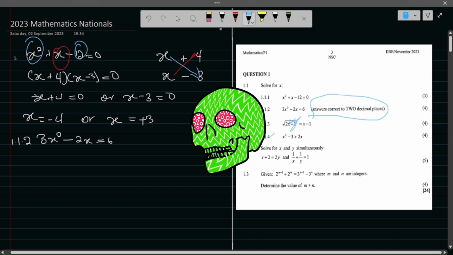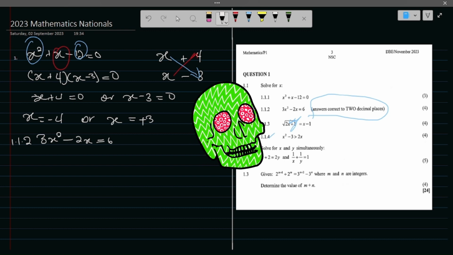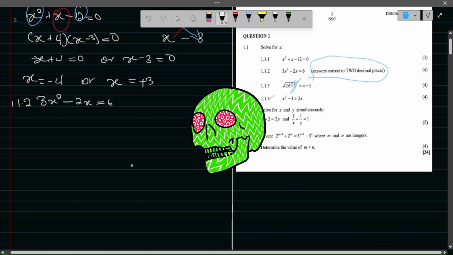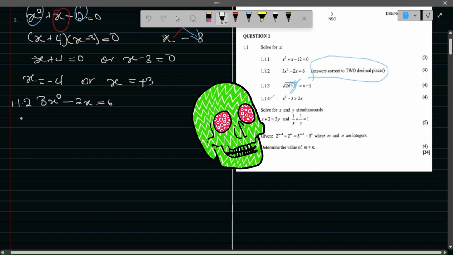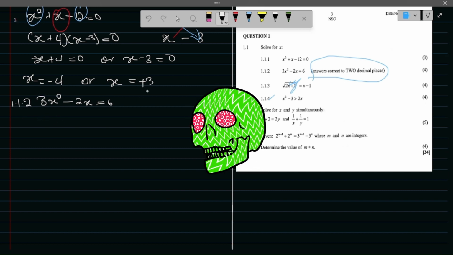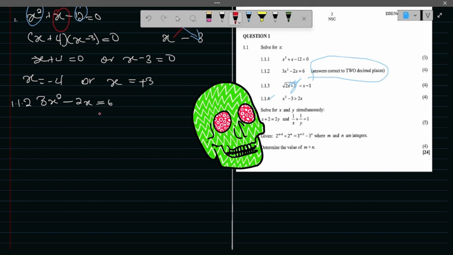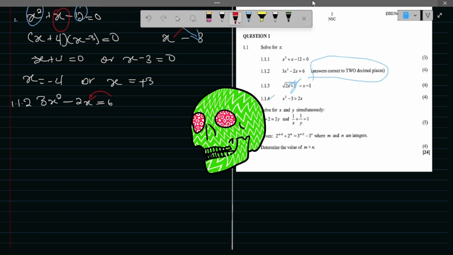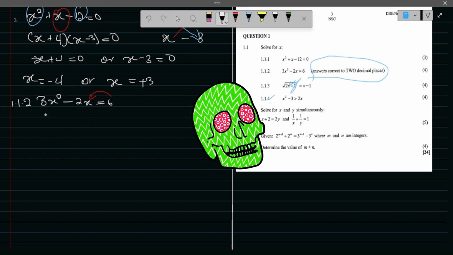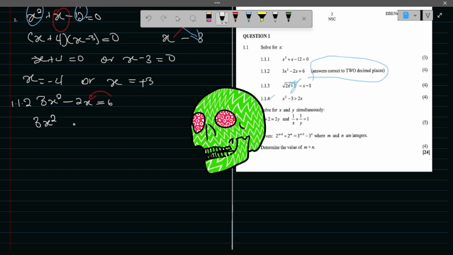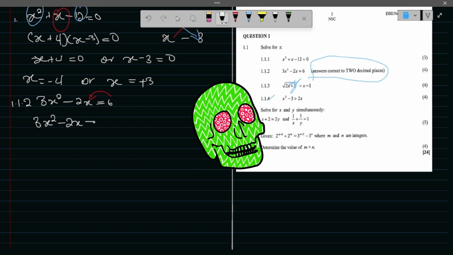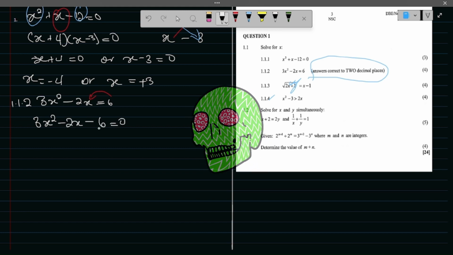Here you need to use the quadratic formula in this question. So let's first take the 6, the constant, over the equal sign. It's going to be 3x squared minus 2x minus 6 is equal to 0.